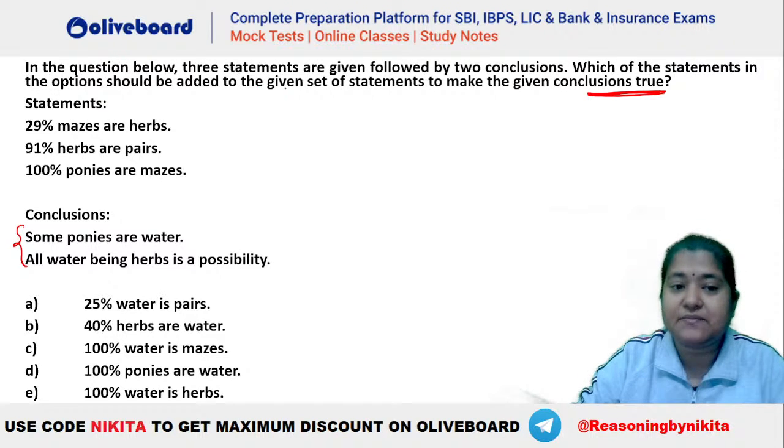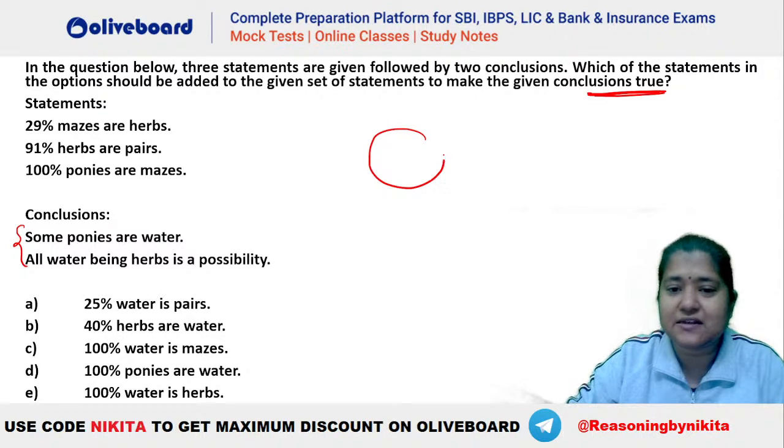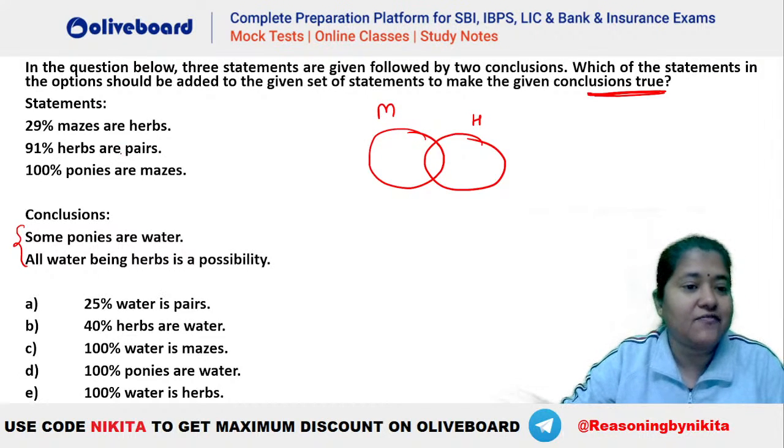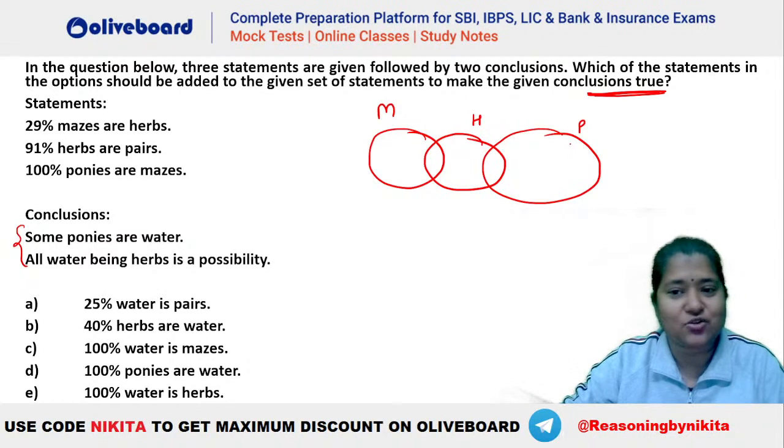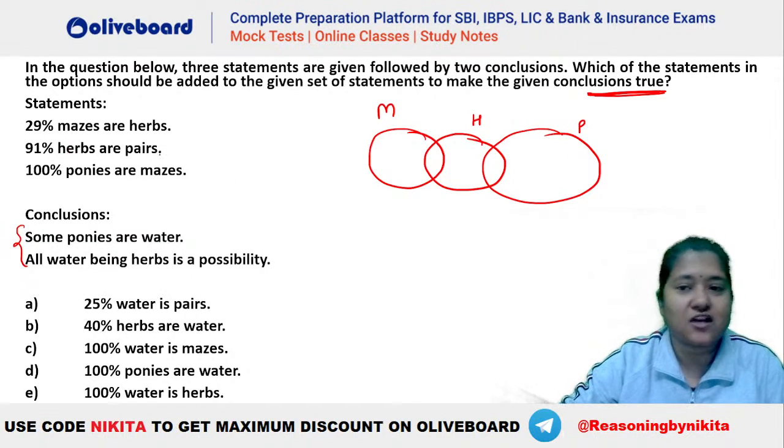So 29% mazes are herb. That means some mazes are herb, right? So this is your some mazes are herb. Okay. Then we have 91% herbs are pears. So that means again some herbs are pears. Okay, Abhiram says it should be A. Chalo, we'll check. So 91% herbs are pear.